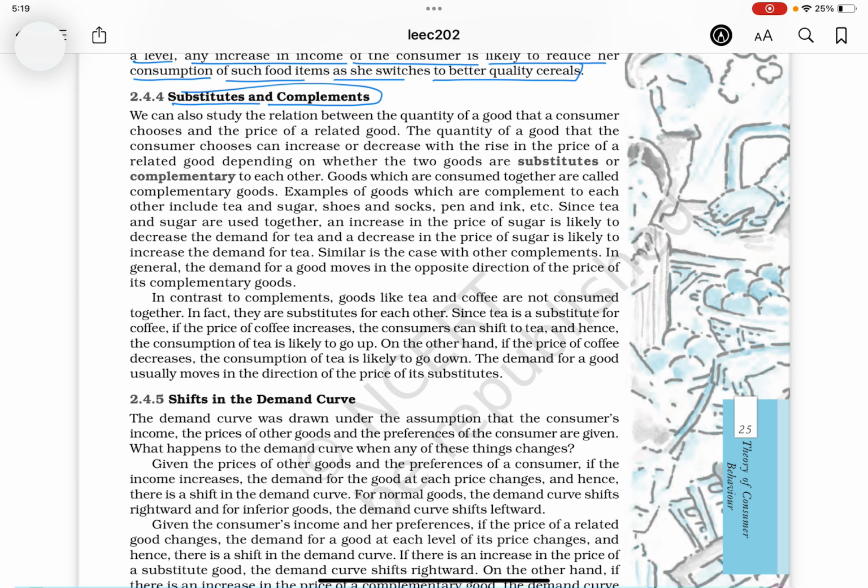Substitutes and complements. सब्स्टिट्यूट्स एंड कॉम्प्लीमेंट्स ये पढ़ेंगे अब कल.